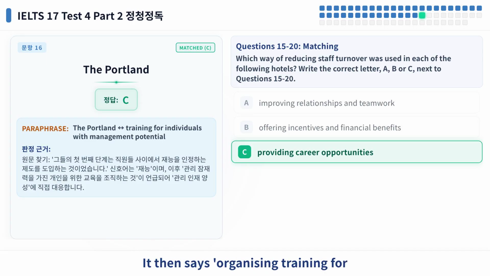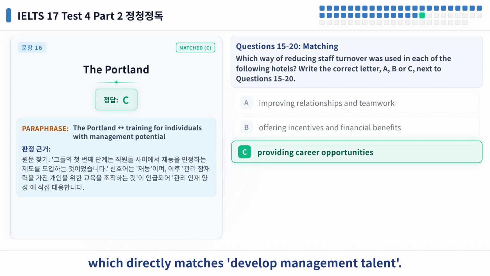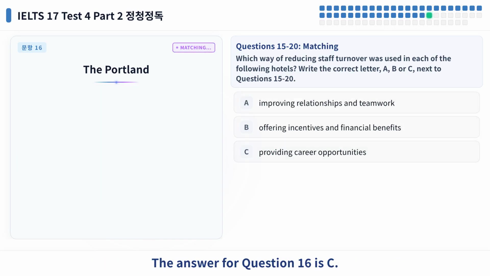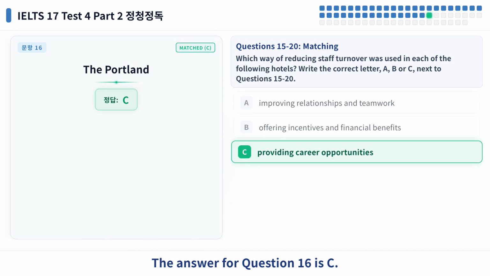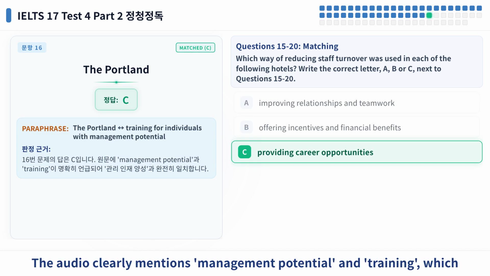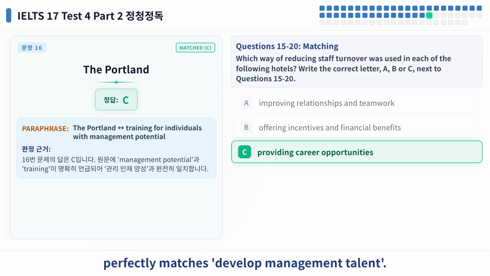It then says, organizing training for individuals with management potential, which directly matches develop management talent. The answer for question 16 is C. The audio clearly mentions management potential and training, which perfectly matches develop management talent.